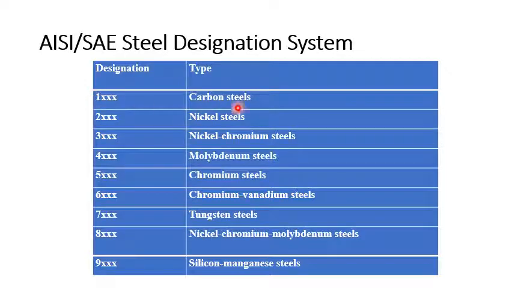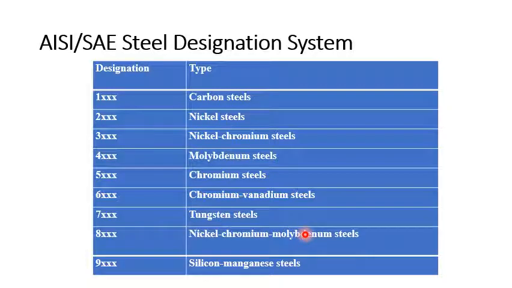So if I say 1, it's a carbon steel, 2 nickel steel, 3 nickel chromium steel, 4 molybdenum steel, 5 only chromium steel, 6 chromium vanadium steels, 7 tungsten steels, 8 nickel chromium, and 9 silicon manganese.